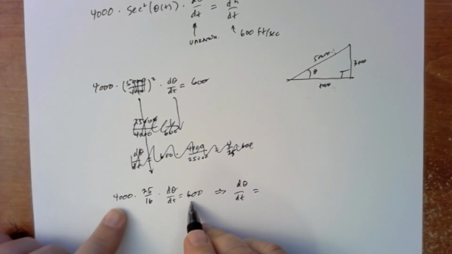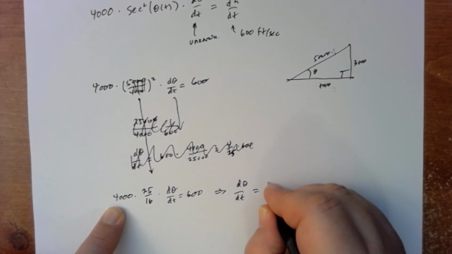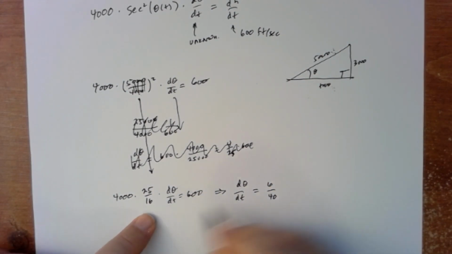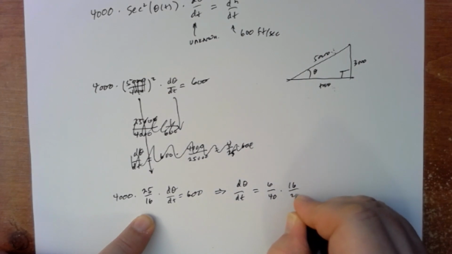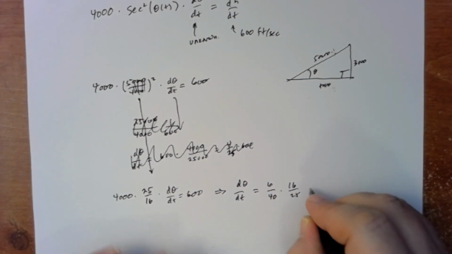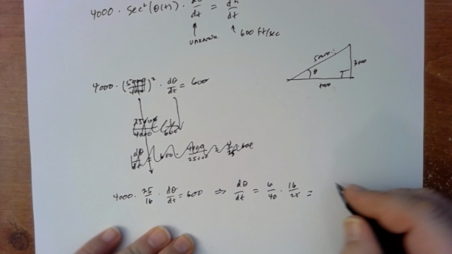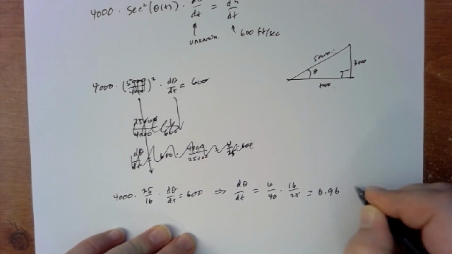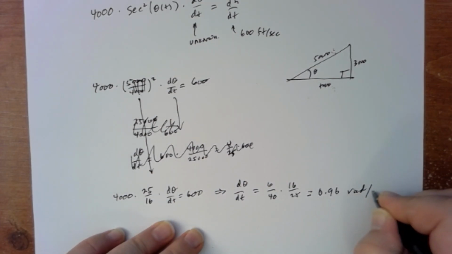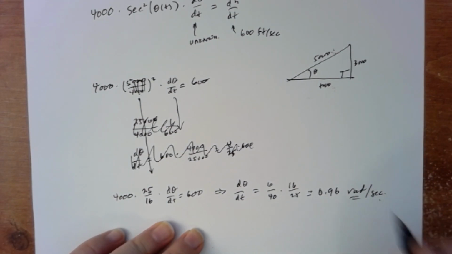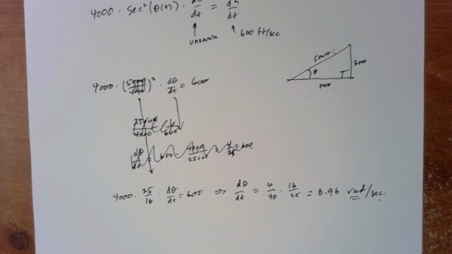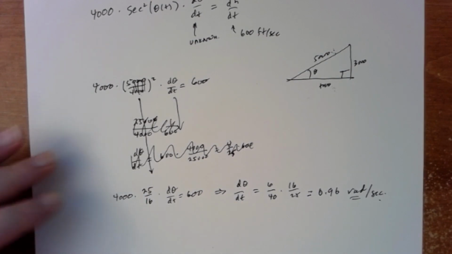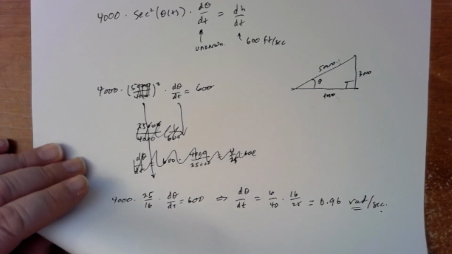Okay, now our d theta over dt is going to be 600 over 25 times 16. I think that's equal to 0.96, and that is radians per second. Radians per second. Very good. All right. So that finishes up that problem. Once again, we're at like 15 minutes. So yeah, these problems are kind of long. Okay, we'll try a new one.